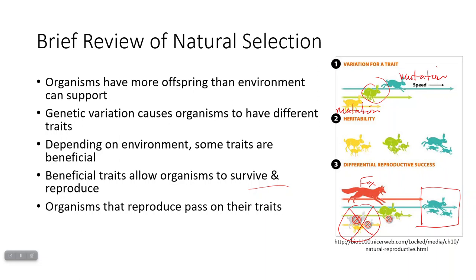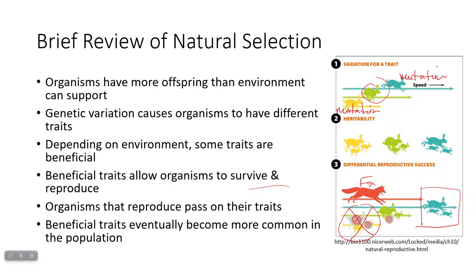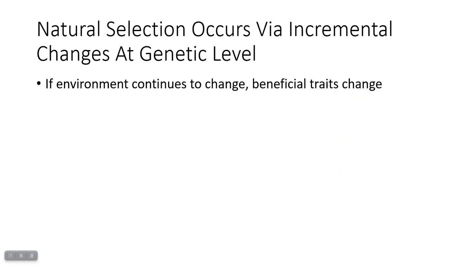When they survive, they'll pass on these beneficial traits, and then eventually these traits will become more common in the population because everybody with the harmful trait or the less beneficial trait will have died before they could reproduce. This causes changes in the population over time. This is natural selection.